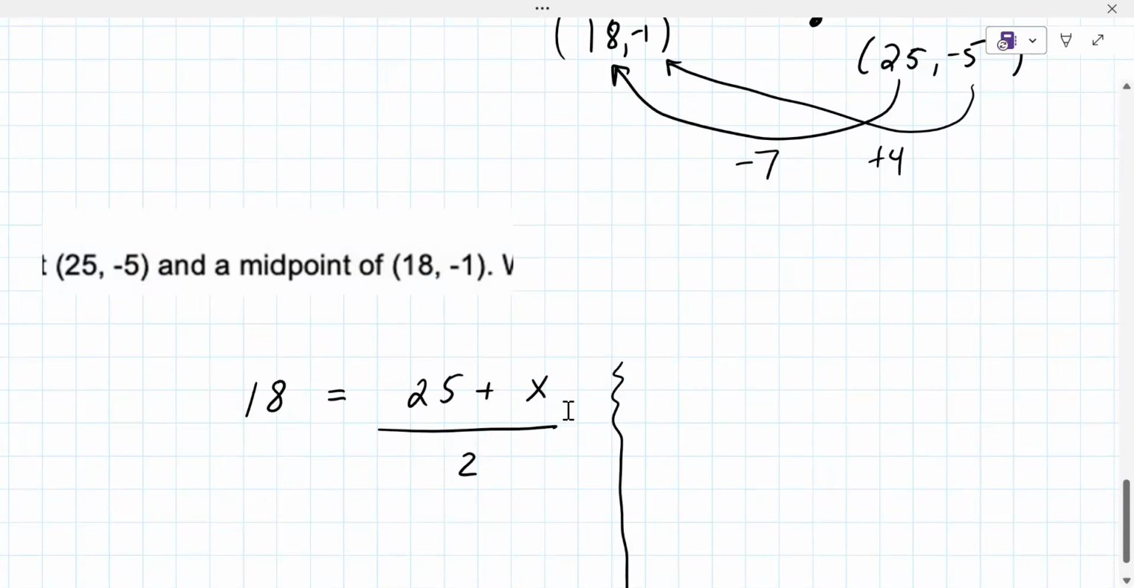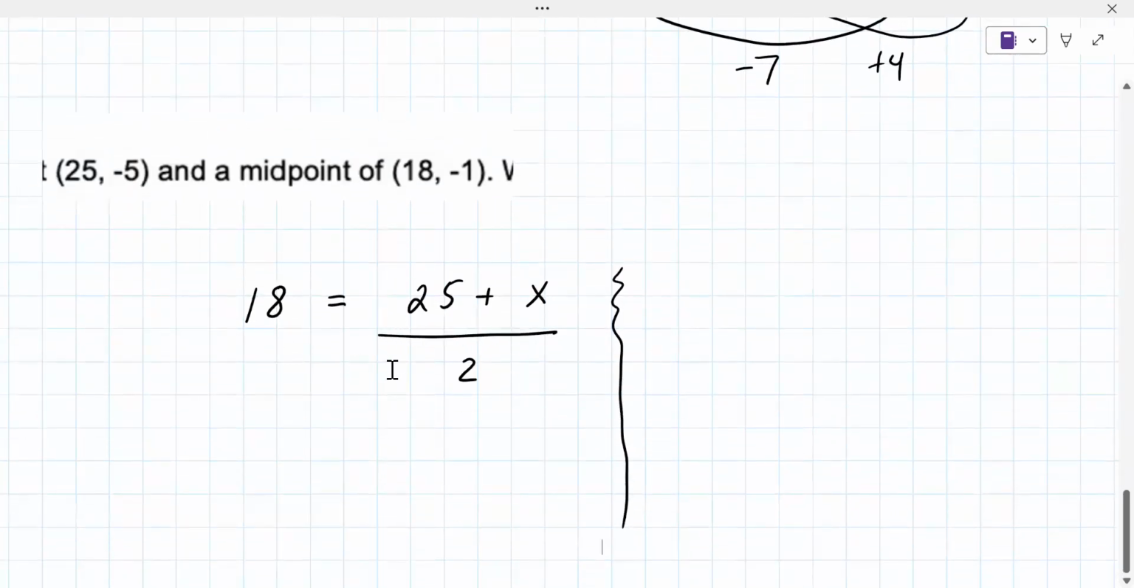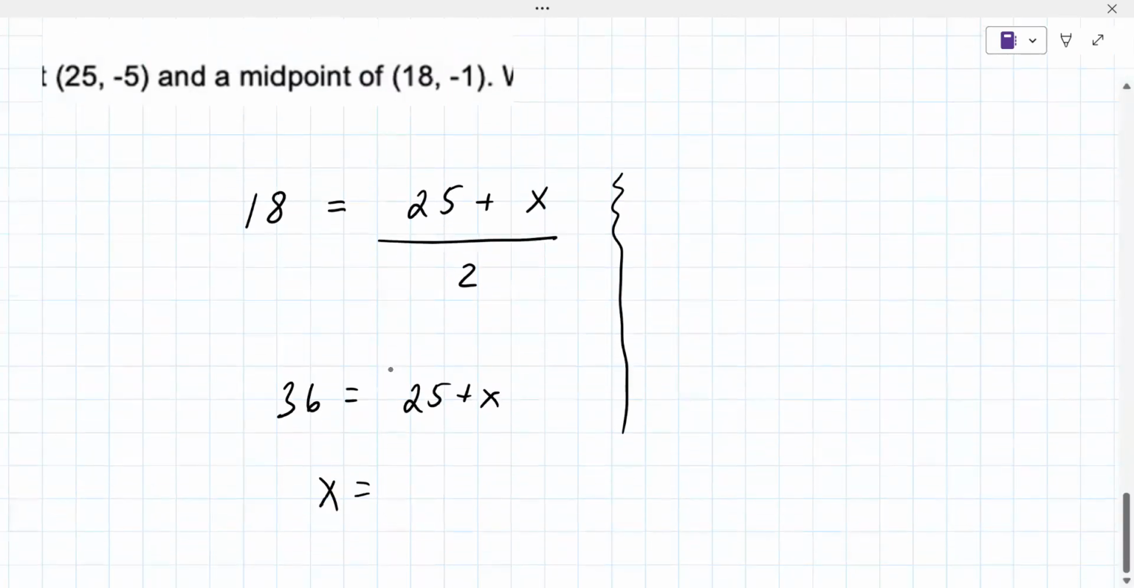But how do we solve it otherwise? Well, you multiply both sides by 2, and then you subtract 25 and you get x equals 11, which is the same thing we got. It's just that you can work backwards or do this jump method.